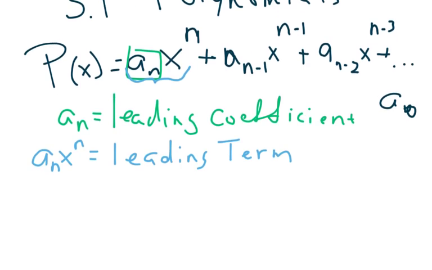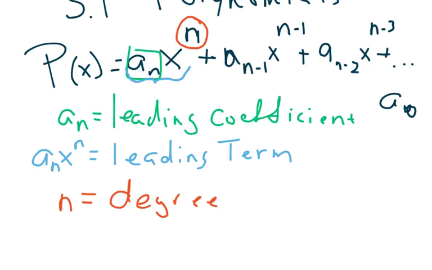The last thing we're going to talk about is I'm going to circle this in red, because that is our exponent. That biggest exponent is the degree of our polynomial.